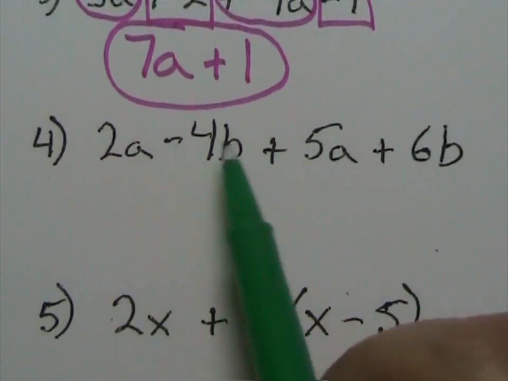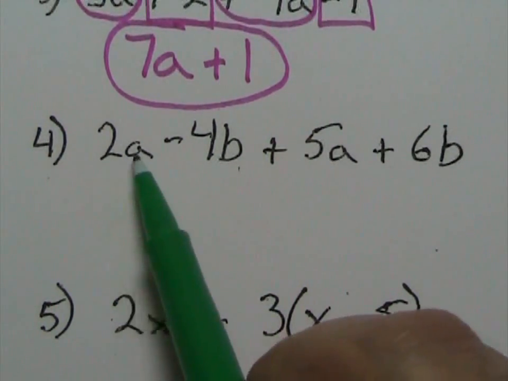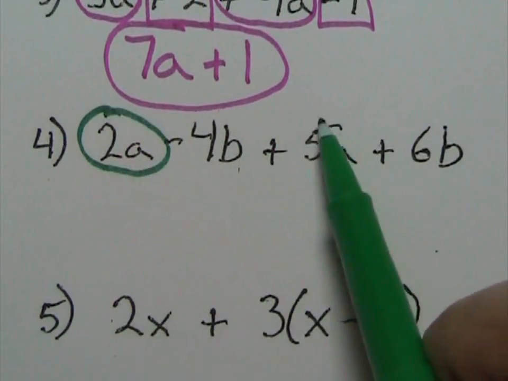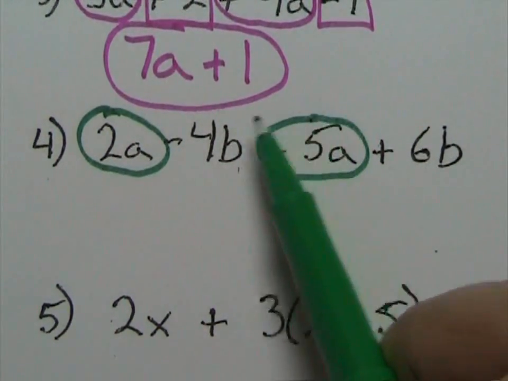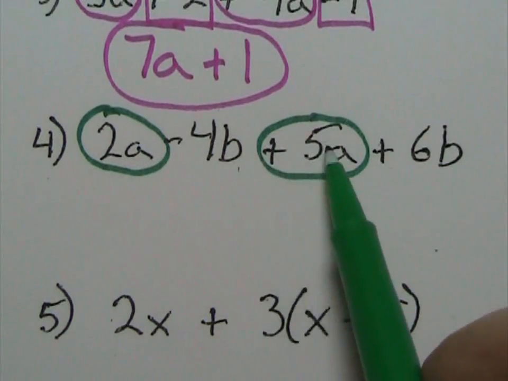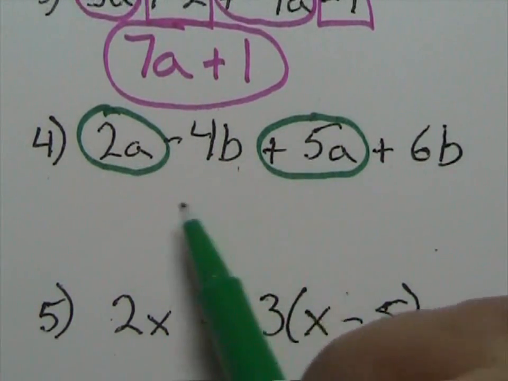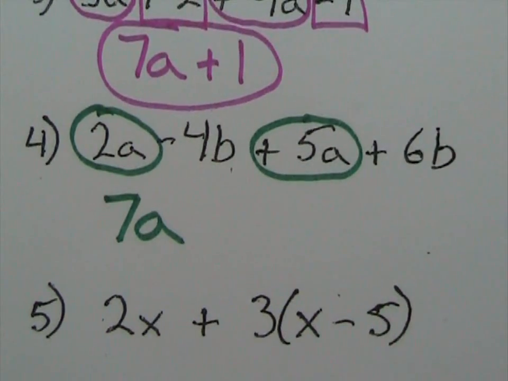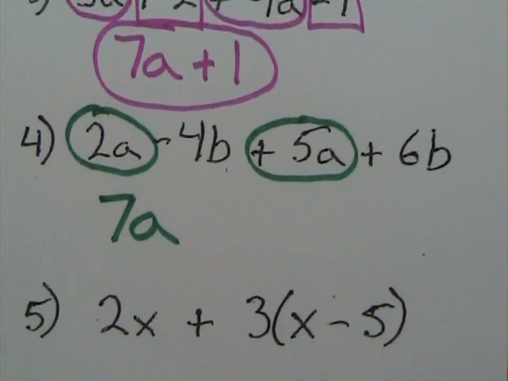Okay, number 4, I'm going to put together my like terms. Let's see, I have an A, a 2A, and a 5A. These two I can put together. 2A and a plus 5A. 2A and 5A would make 7A.